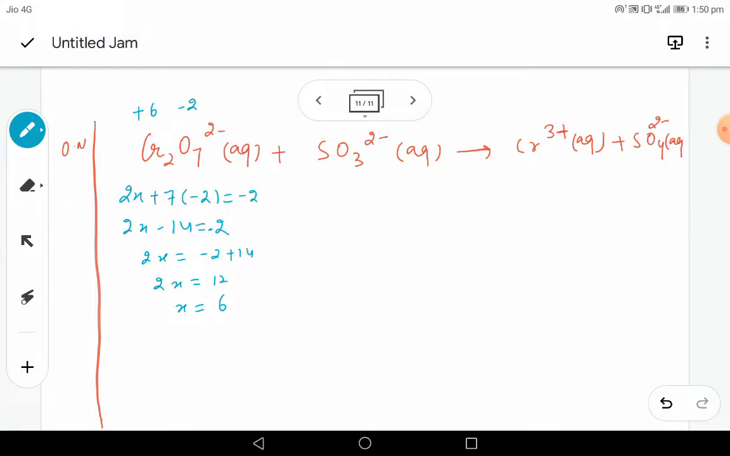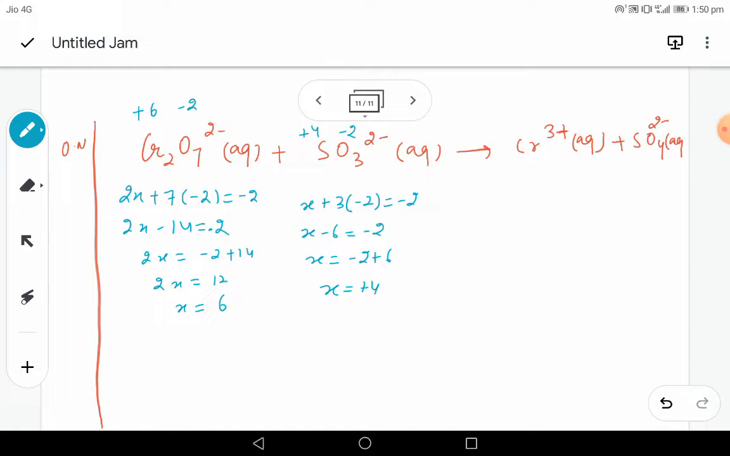Here also we are confident with the oxidation number of oxygen, and sulfur we have no idea. So let us suppose sulfur to be x, oxygen total 3, oxidation number -2. Since it is ionic form, -2 charge, so that will be equal to -2. x minus 6 is equal to -2. x is equal to -2 plus 6, and x will be equal to plus 4. So plus 4 and -2.